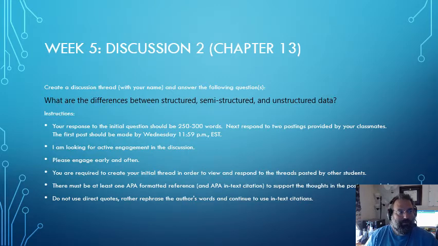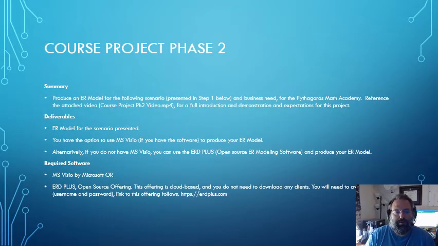Regarding the course project, the second phase of it, you should produce an ER model for the scenario presented in step 1 below, the business need for the Math Academy. Reference the attached video, course project phase 2 video, for a full introduction and demonstration of the expectations of this project.